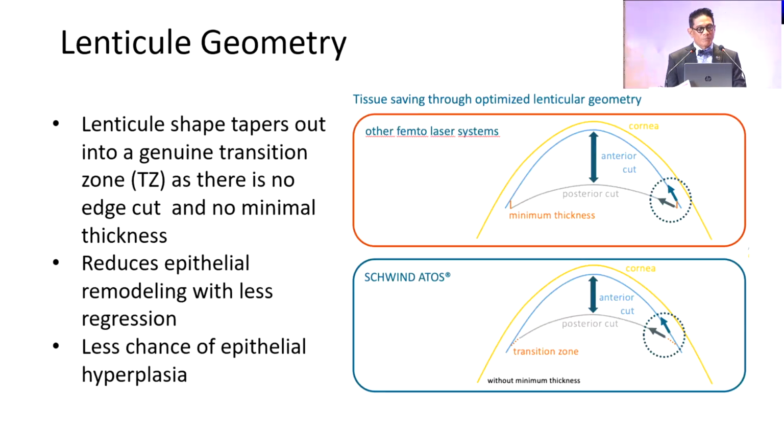In Smart Sight, the lenticule shape tapers out into a gentle transition zone. So there is no edge cut and no minimal thickness. While in others, on the image above, there's a minimum thickness and there's an edge cut. So why is this important? Because it reduces epithelial remodeling with less regression and has less chance of epithelial hyperplasia after surgery.